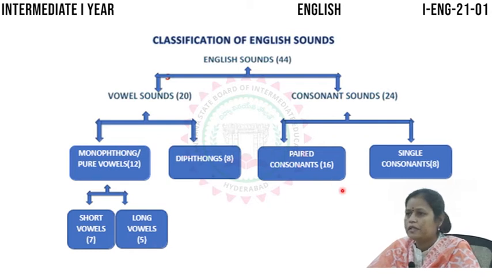Coming to consonant sounds, they are 24 in number. These are divided into 2 types, paired consonants, which are 16, and single consonants, which are 8.